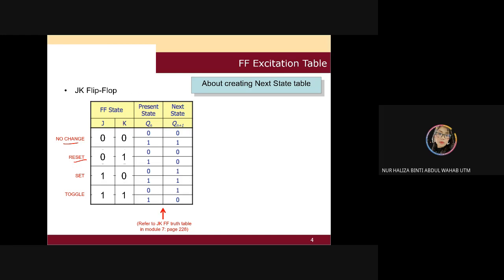This is the thing that you have already learned. I'm not teaching it for the first time, you learned it in your module 7. If you don't understand yet, you need to repeat again. Why do you get this? Okay. Now, the new thing is you want to create this next state table to come up with your excitation table. This is what you're going to use in your step 4.